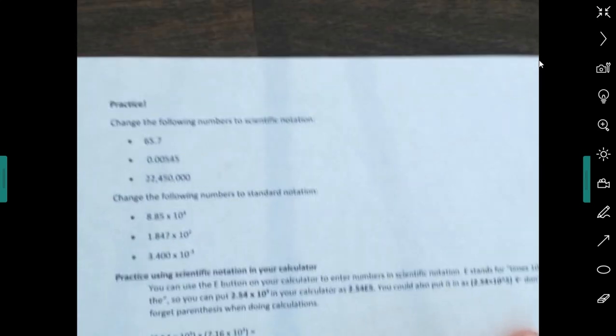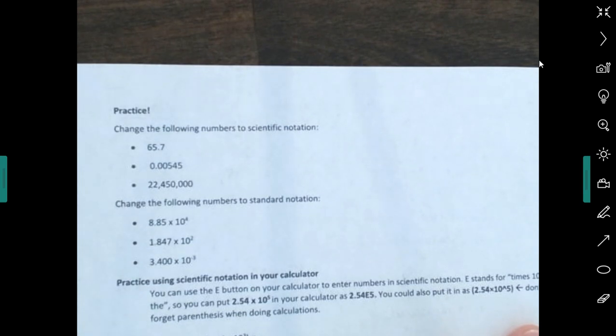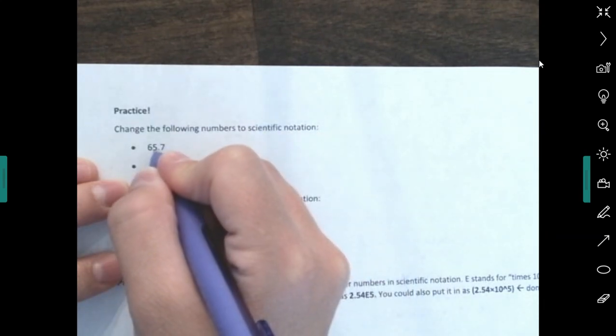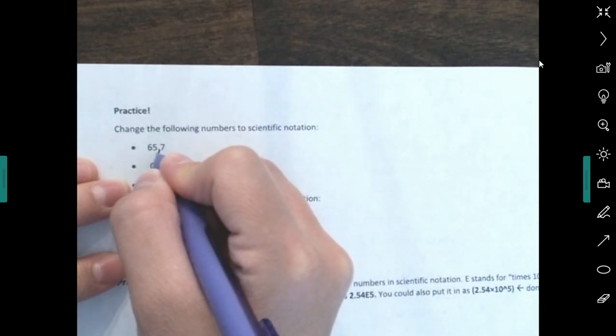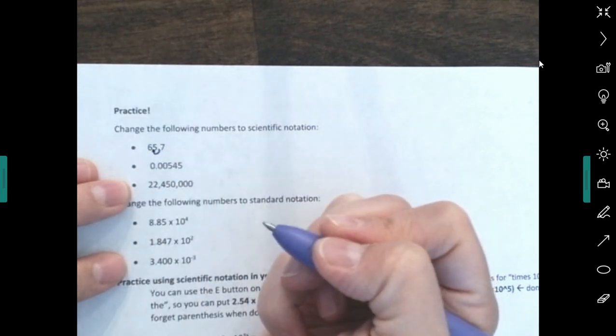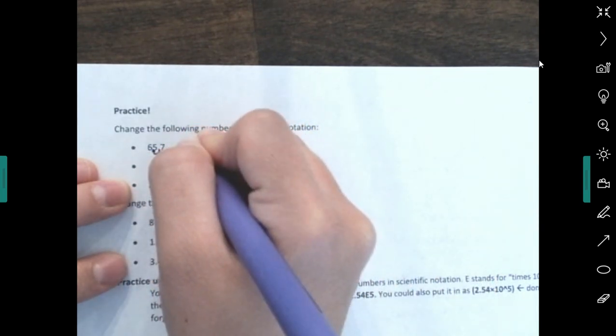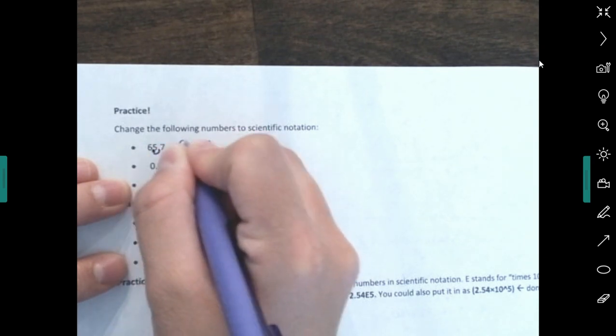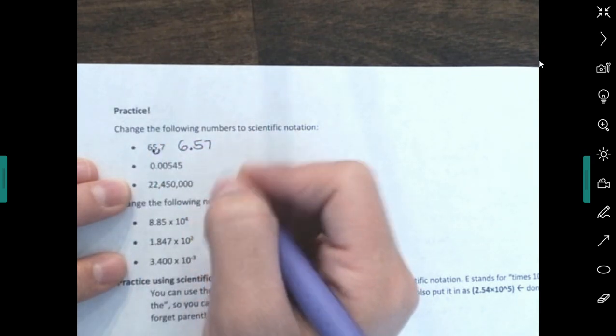Let's practice. Change the following numbers into scientific notation. So what we have to do is we always have to move the decimal until there's only one number to its left. We only moved it one time, so it's going to be 6.57. And you always move it until there's just one number to its left, because that ensures that it's between the numbers 1 and 10.